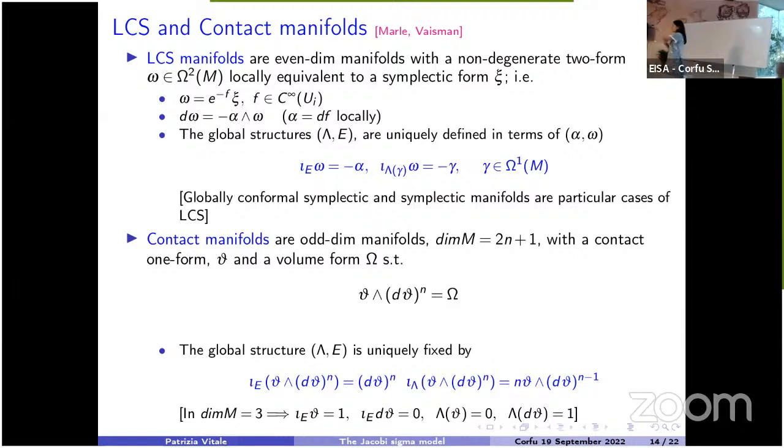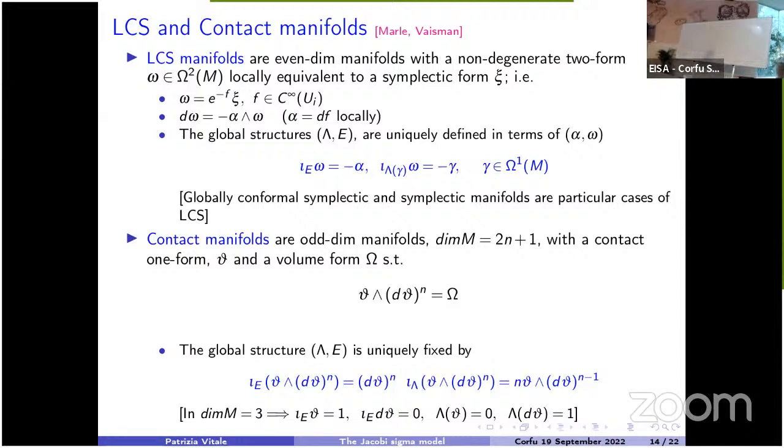There's a question over there. So the original Poisson sigma model helps you to define some L-infinity morphism of which deformation quantization is a particular case. And for the Jacobi sigma model, what is the analog, if it's known?